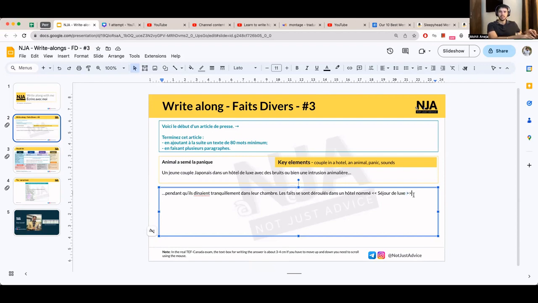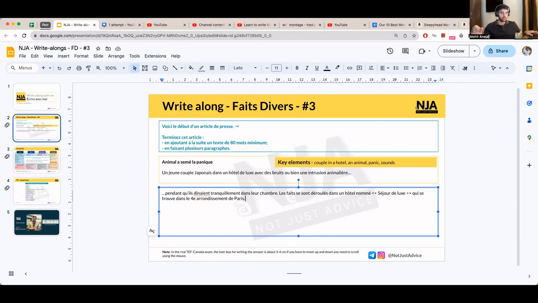Let's say I want to add that this hotel is situated somewhere in Paris, given that it's not been given in the title. Qui se trouve dans le 4e arrondissement de Paris. Okay. So this is a very simple sentence which says that the facts, the sound and the animal intrusion, all of these events, they happened. Se sont déroulés.